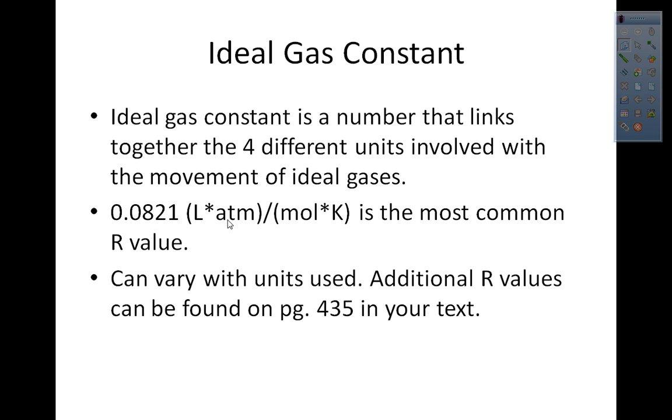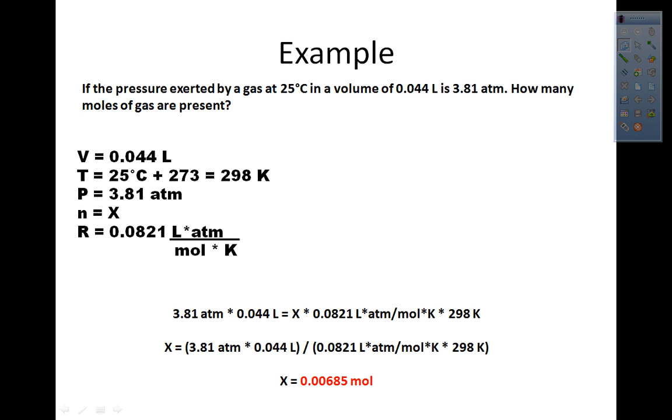Now you can deal with kilopascals, and sometimes millimeters of mercury. If that's the case, there's a chart in your book on page 435. It will give you those R values because the number will be a little bit different. Remember, for atmospheres, the standard pressure is 1, but for millimeters of mercury it would be 760. So this number will be significantly higher for an R value that has millimeters of mercury instead of atmospheres.